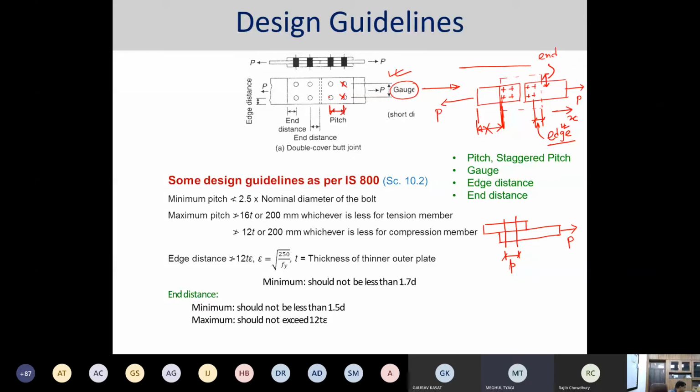Sorry, can you tell me the question once again? Yes, sir. Here in the figure, if P, the load, is being applied in the X direction, then they have said that the end distance will be in the X direction, whereas the edge distance is in the perpendicular direction. I think you have drawn it vice versa. Acha, I have drawn it vice versa. Right. Okay, I'll just come back. Just hold on for a moment.